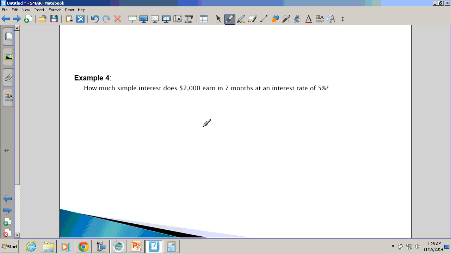Let's look at example 4. Again, I see the simple interest, so I'm thinking I equals PRT, principal times rate times time. So how much simple interest is $2,000 earned in 7 months at an interest rate of 5%? So this is going to be the principal. Interest rate, I got to convert that to 0.05. There's my rate.